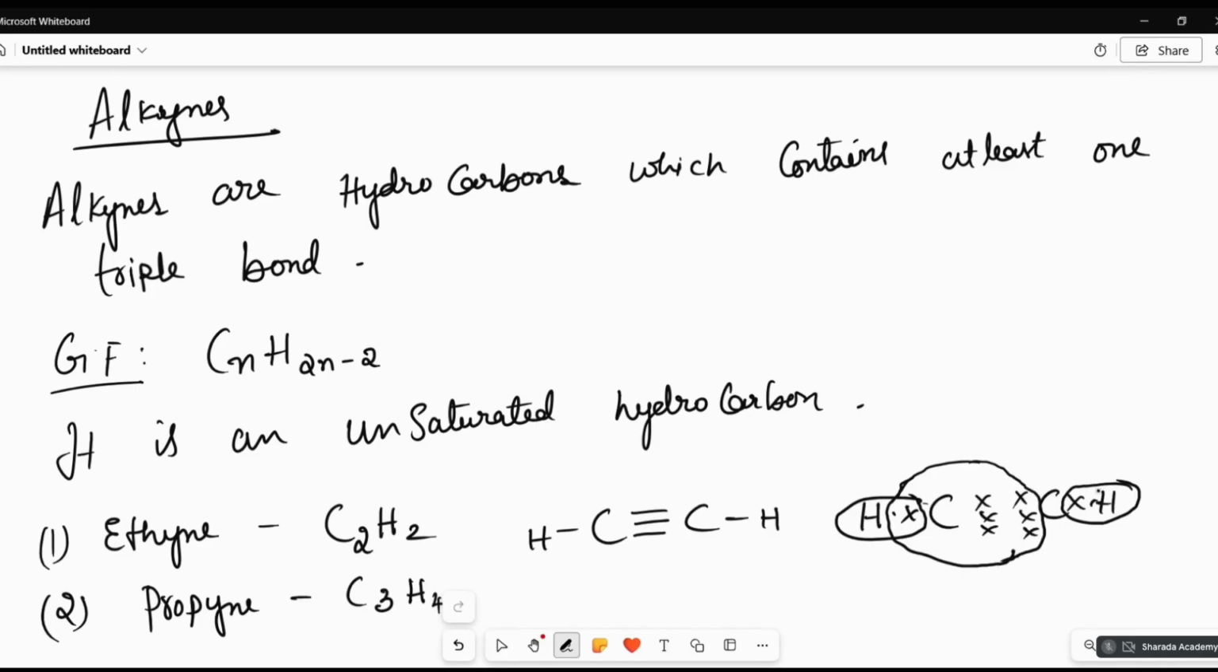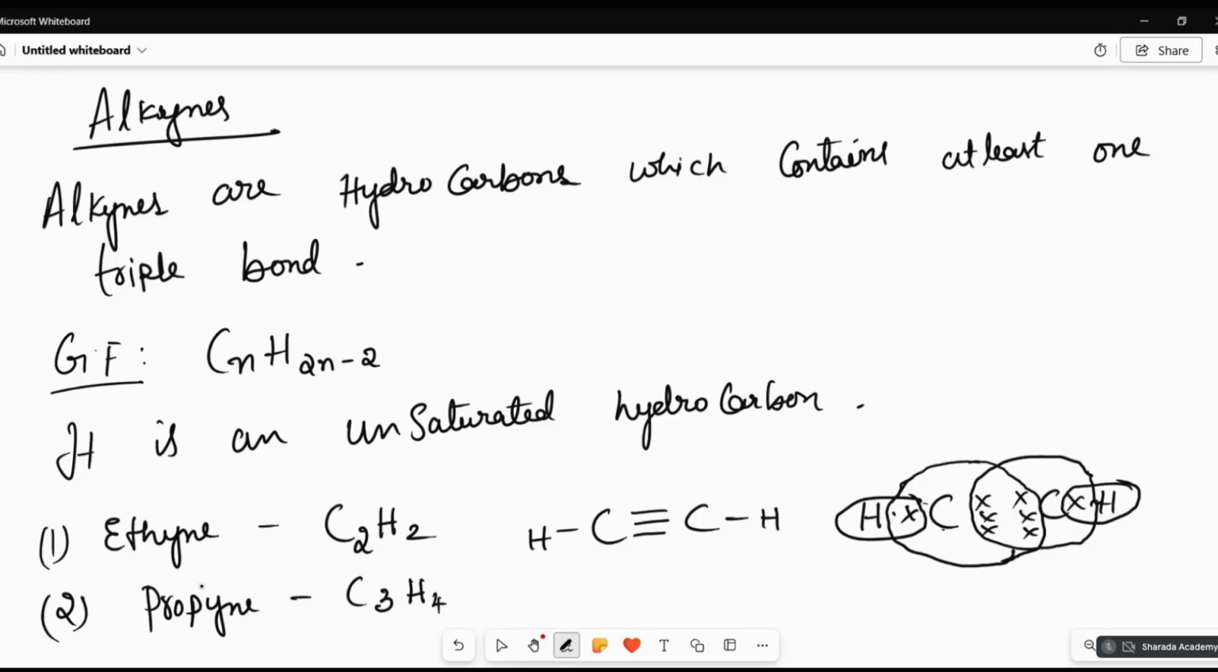What, 20 carbons you have? 20 elements. No, don't write that now. This much is understood, no? Triple bond means 3 pairs of electrons it is sharing between the same 2 carbon atoms. Right?